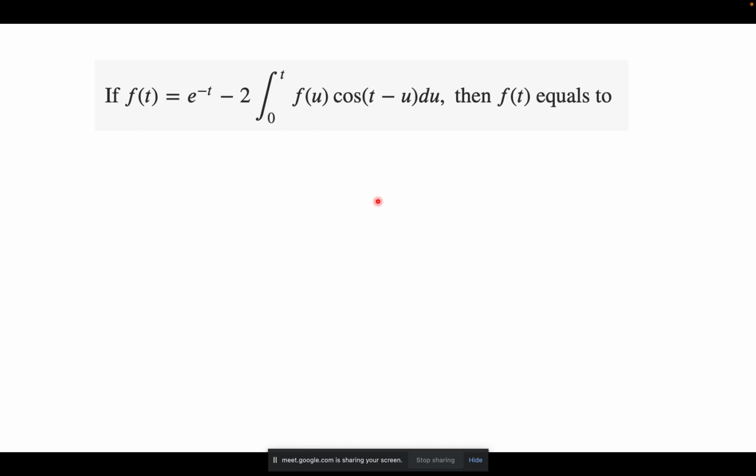Take the Laplace transform on both sides. Minus 2 times L of f of t times L of cos t. Okay, so here you are using the convolution property, right? Yes. You got the idea.